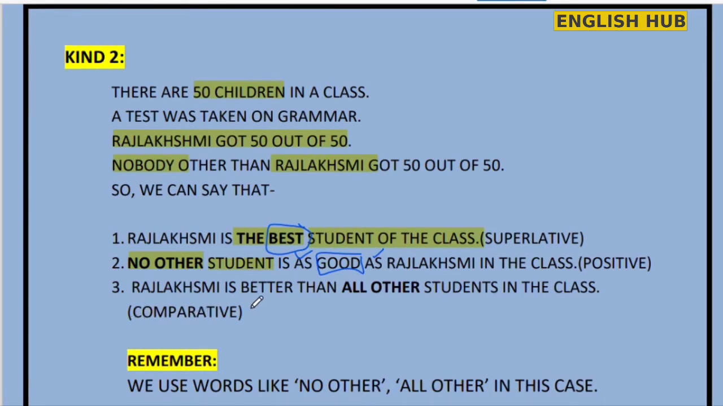Number 3, Raj Lakshmi is better than all other students. Now we are told to compare, comparative degree. Then we have to use better, and beside better we have to use the word than, because it is a comparative form. So better than. Now Raj Lakshmi is better than how many students? All the other students, isn't it? So we will have to use all other students.